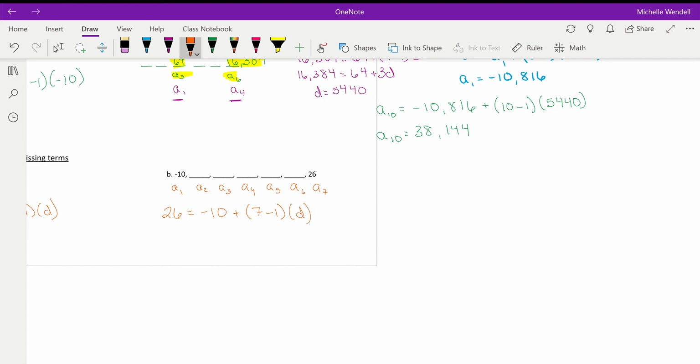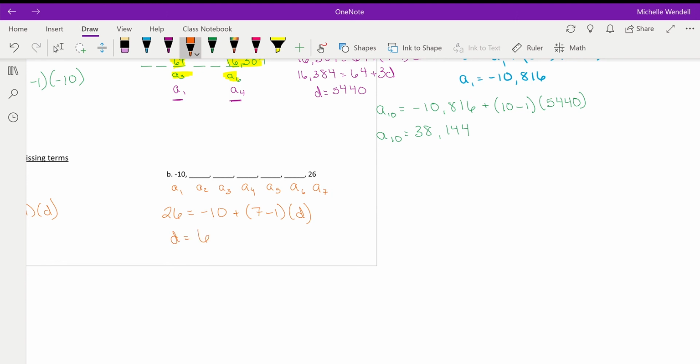So I need to figure out what the difference would be between all these terms. So I used the information they gave me, which was a sub 7, the desired term I had. Use my first term, n is 7 because I have 7 numbers, and now I can solve for d. D ends up being 6.